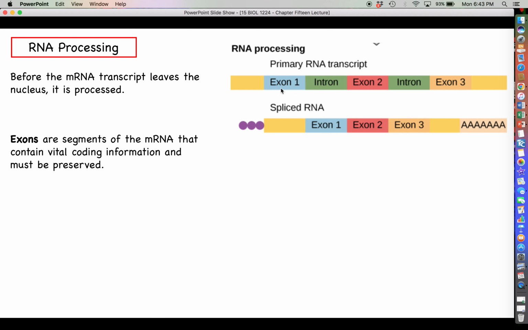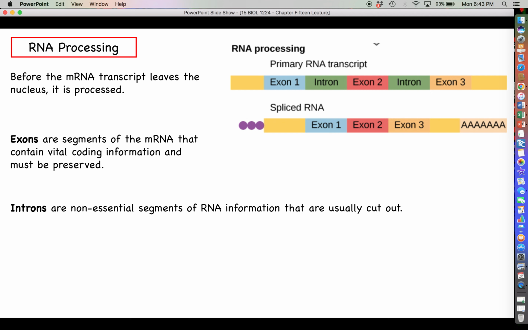An immature RNA molecule contains two types of sequences. Exons are segments of the mRNA that contain vital coding information and must be preserved. You might think of them as containing the absolutely essential information for building the protein, but these pieces of information are not necessarily always right next to each other. Introns are non-essential segments of essentially nonsensical information that are in the RNA that actually need to be cut out before the RNA can be translated into protein.